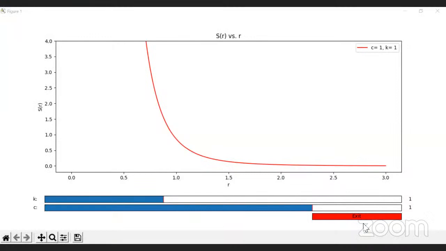Okay, is the screen visible? Yes, Mainak, it is.